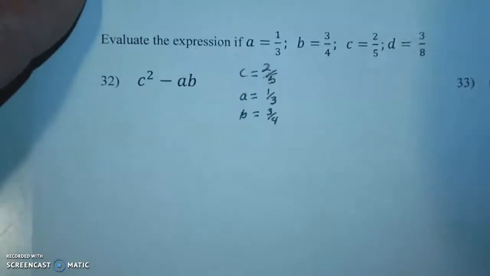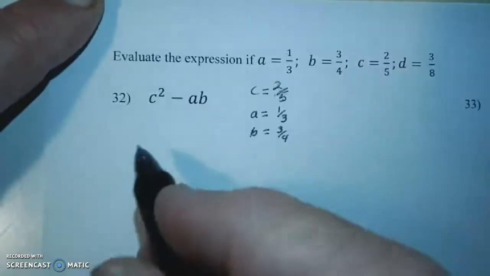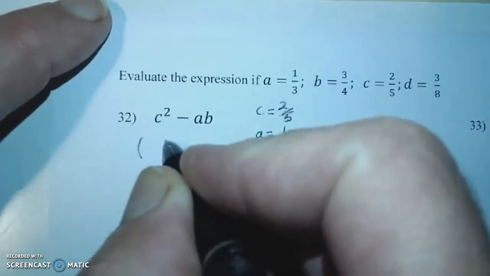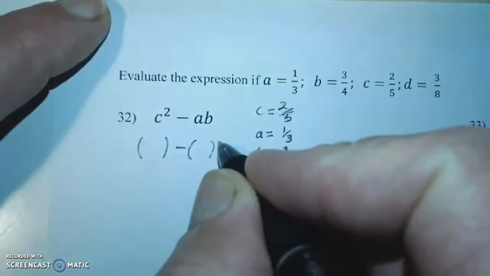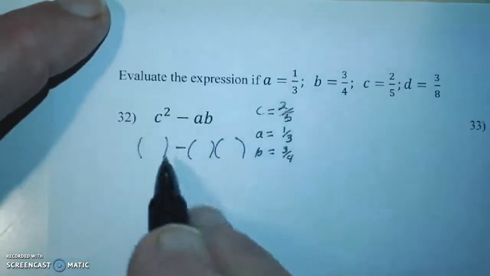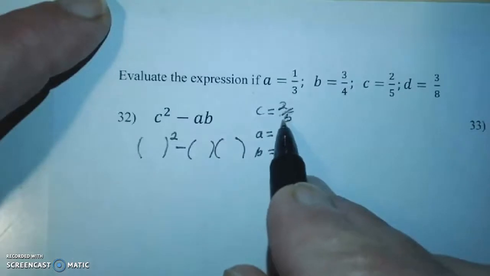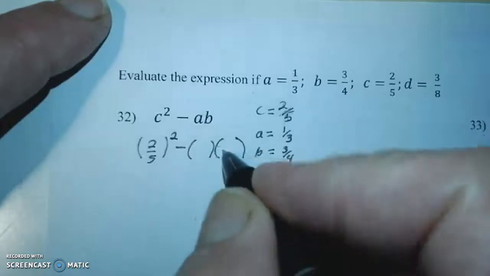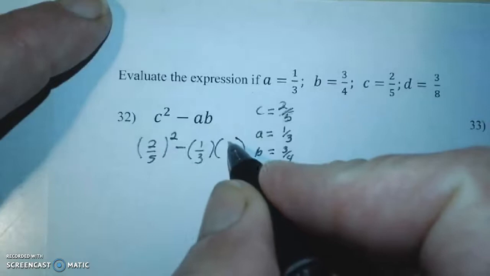Alright, problem 32, evaluating expressions. When we were showing this in the PowerPoint, one of the things that we kept doing was putting parentheses where the variables are. And then substitute the numbers in for the variables. So C was 2/5, A is 1/3, and B is 3/4.